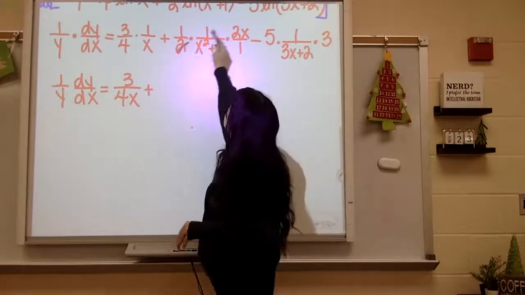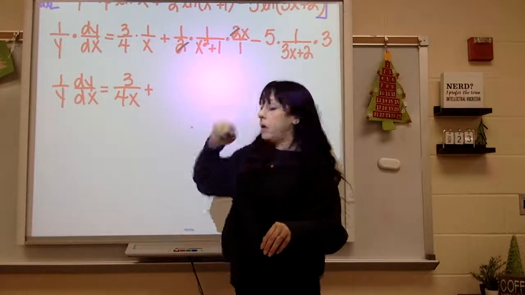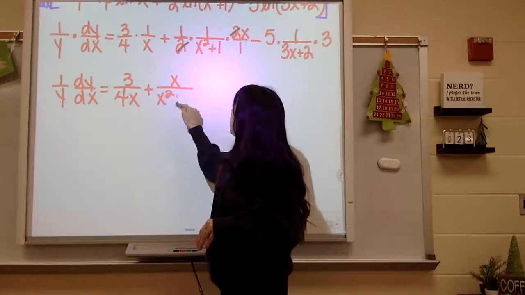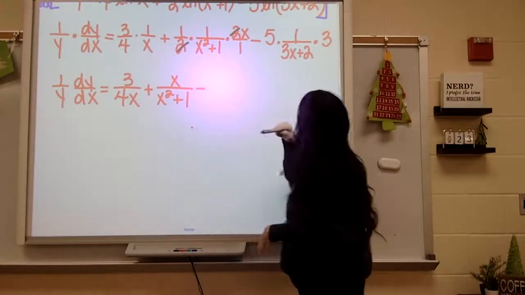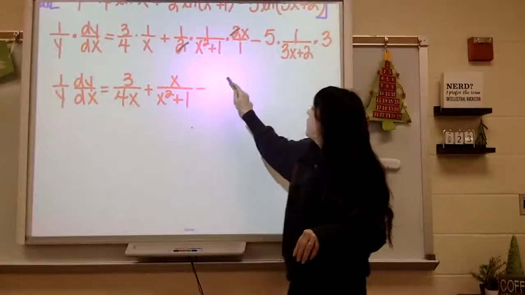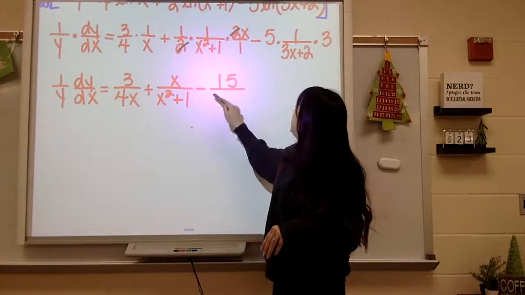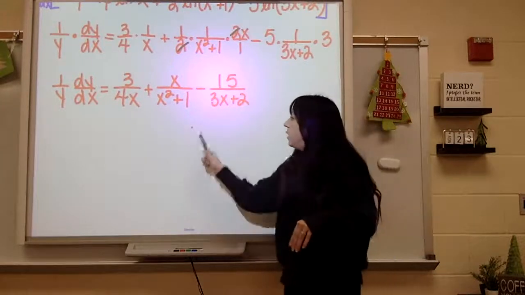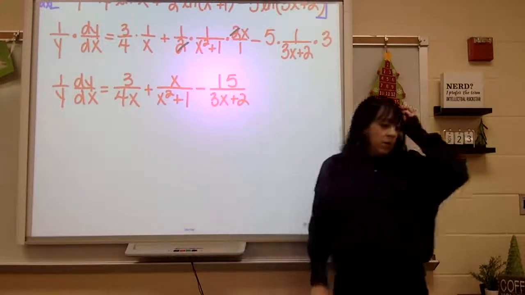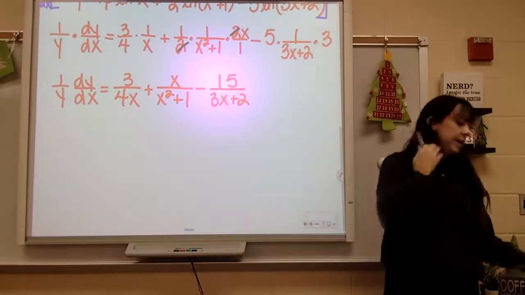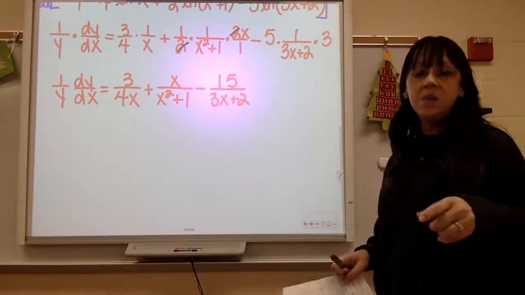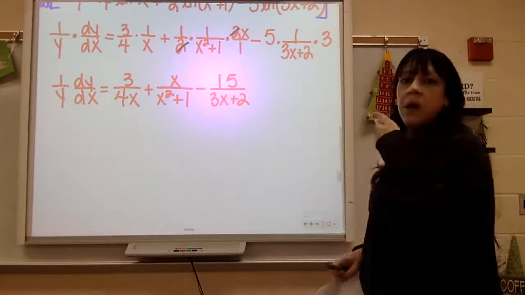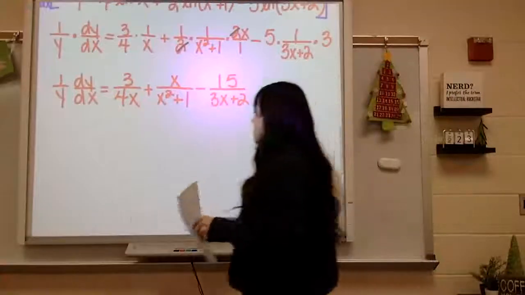In the middle here, these 2's would cancel because one's on top, one's on bottom. So really this would just be x over x squared plus 1. And then over here I can multiply the 5 and 3 to make it 15 over 3x plus 2. Okay, you're almost done. The only thing you have to do now is solve for dy dx, because dy dx is the derivative. So to solve for dy dx, you're going to multiply the y to the other side.